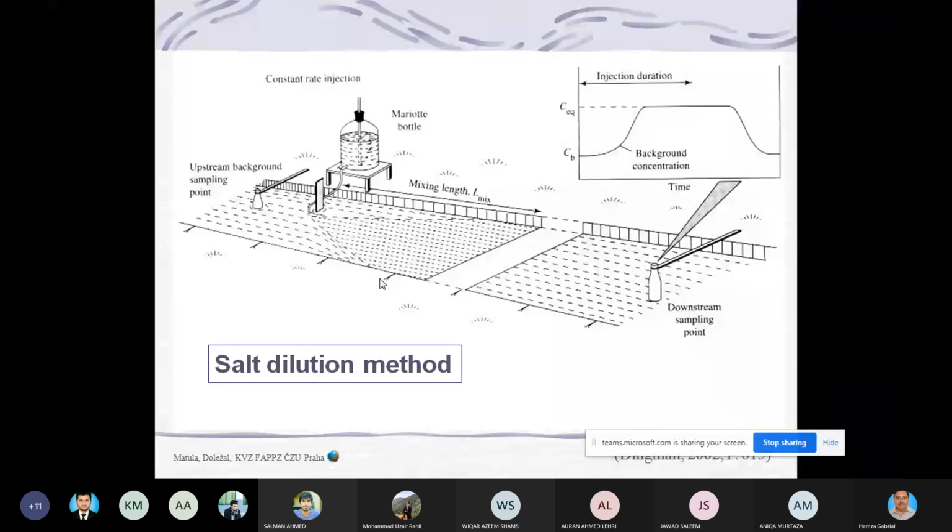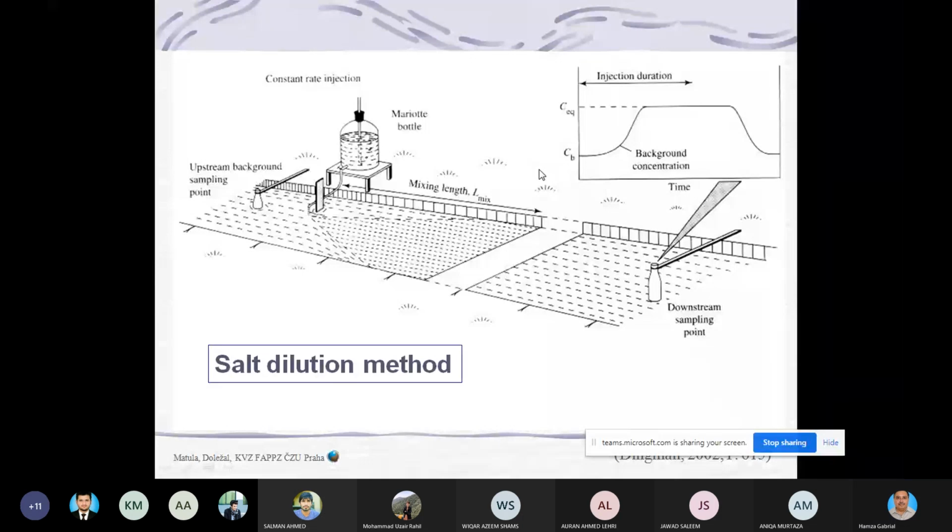So this figure is showing you the salt dilution method. There is a Marriott bottle in which the solution is prepared, and at a constant rate you inject that solution, and you can then collect the downstream samples. You can have the upstream and the downstream samples' concentration being measured in the lab or in the field as well, and you prepare the concentration curve.